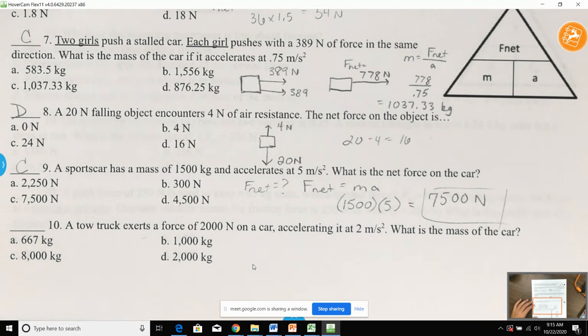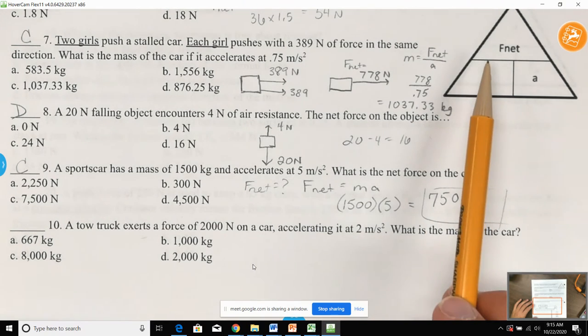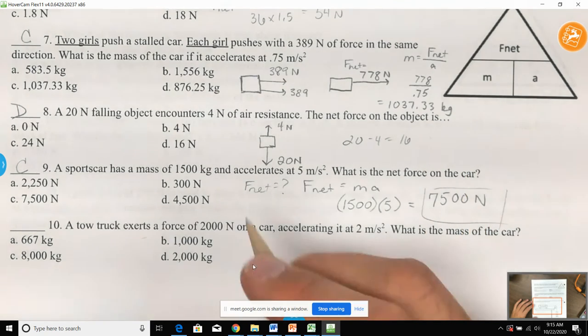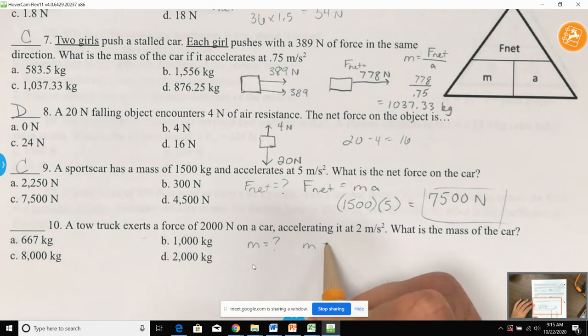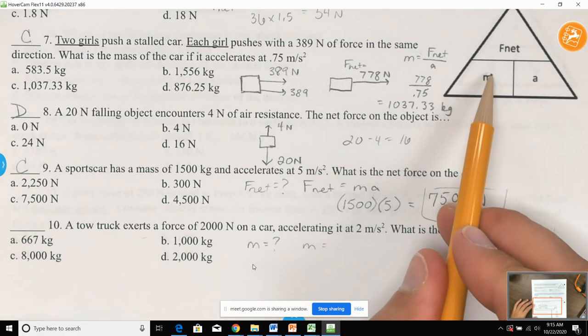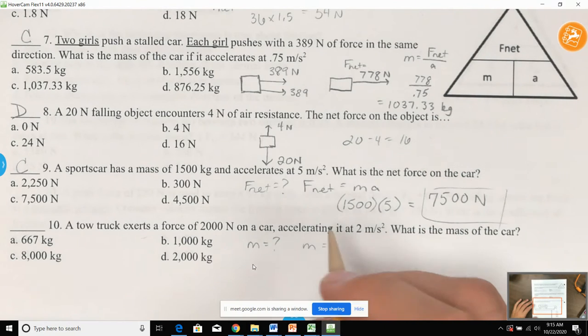A tow truck exerts a force of 2,000 newtons on a car, accelerating it at 2 meters per second squared. What is the mass of the car? So again, what are they asking for? They're asking for mass. So if I cover up M in the triangle, M equals F net over A.